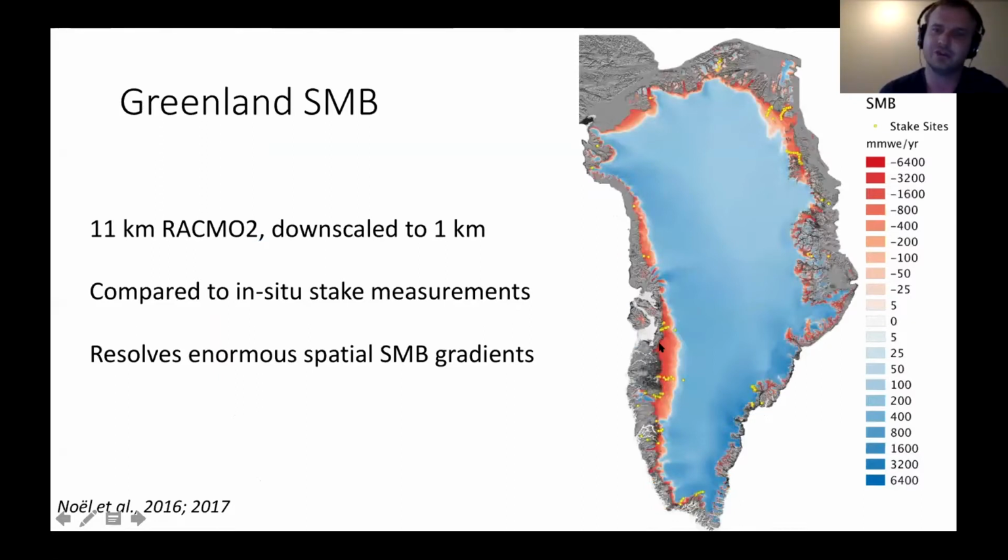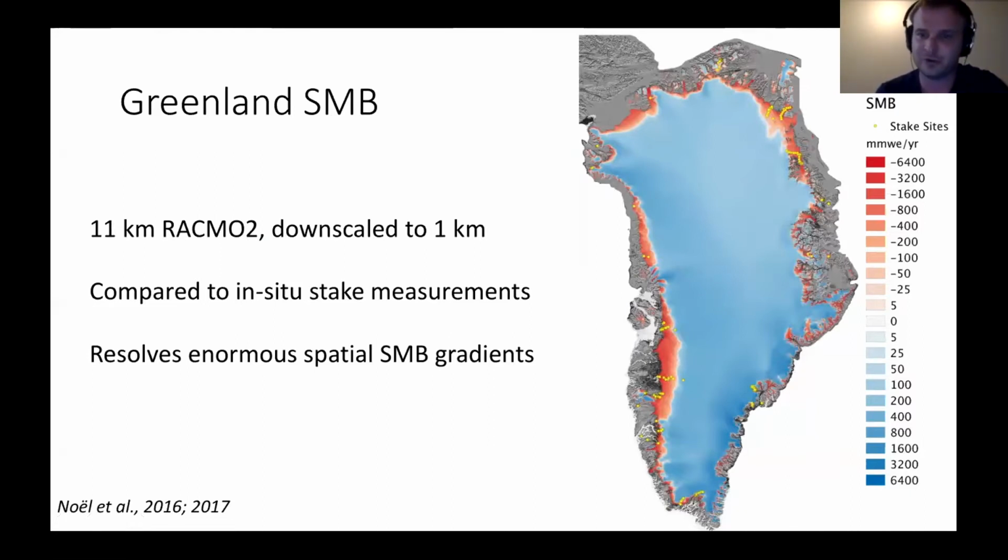For instance, this is the newest one. This is a downscaled surface mass balance map of Greenland for the period 1960 to 2010. With red showing negative surface mass balance, where there is more runoff than snowfall, and blue, the largest part of the ice sheet, where there is still more snowfall than runoff. And these yellow points here on the map show all in situ observations of surface mass balance. So again, we use in situ observations to evaluate the regional climate model.